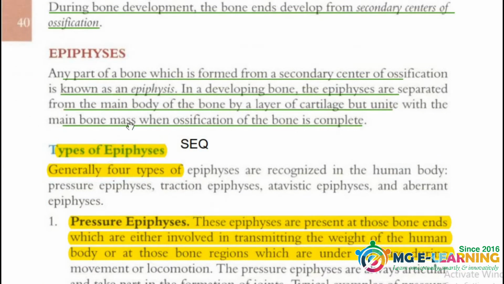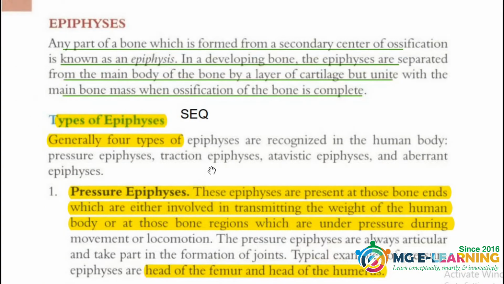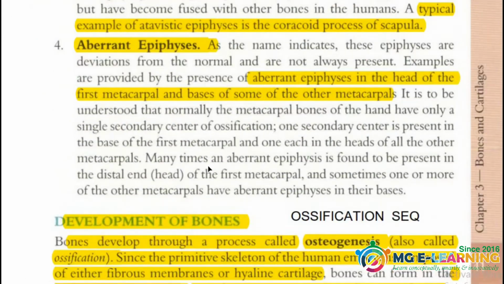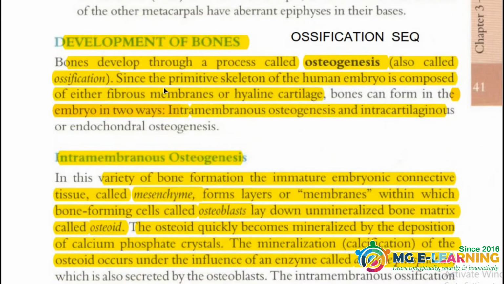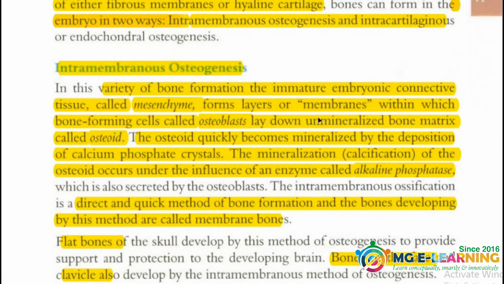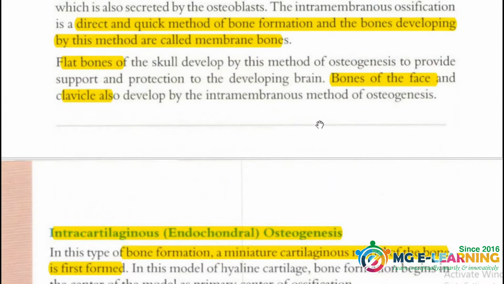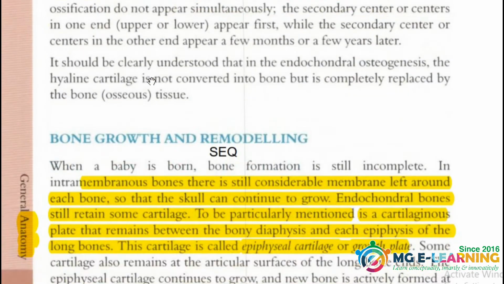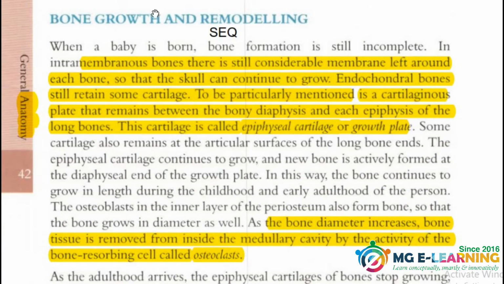The question for your paper is the types of epiphyses. There are 4 different types and these are important for your written paper in your essay. The development of bones, like how the ossification occurs, this is important for your SCQs. The different types of ossifications, intramembranous and intracartilaginous, these are important. Next is the bone growth and remodeling. This is also important for your SCQ.